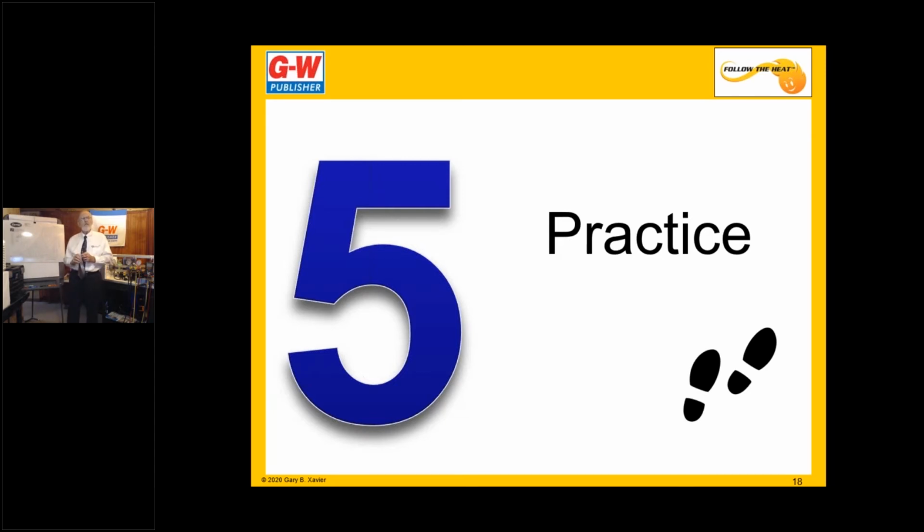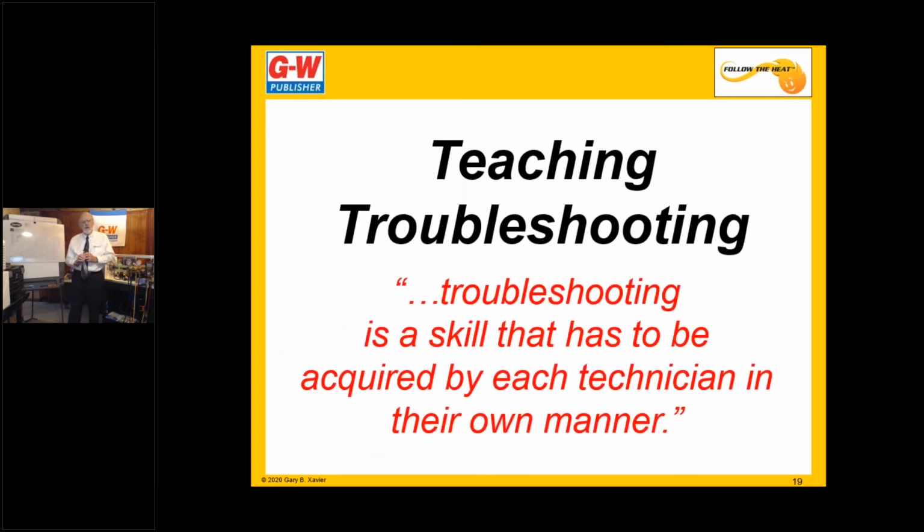But as I've said before, we can learn how to troubleshoot, but it's hard to teach it simply because everyone gathers information and processes that information in their own manner. Everybody's mind works a little differently. So we can show people how to do it. My 5 steps might not work for everyone. Other people might have a different procedure, a different process, a different way of thinking about it.